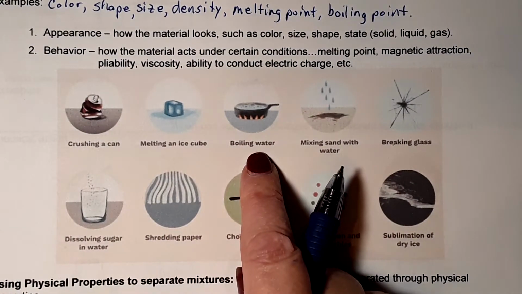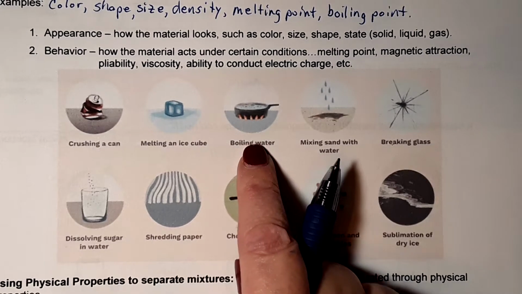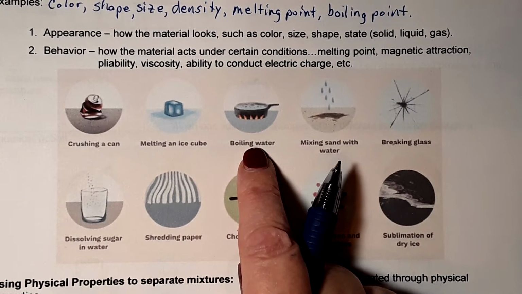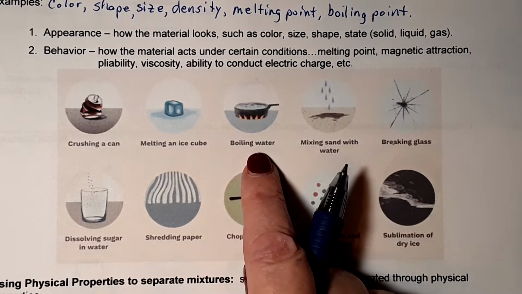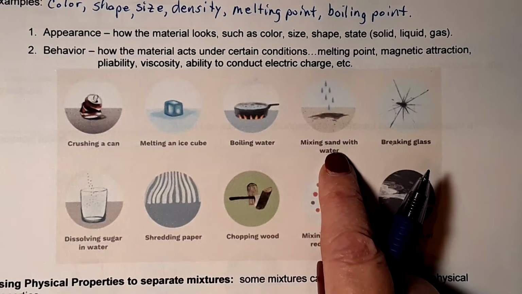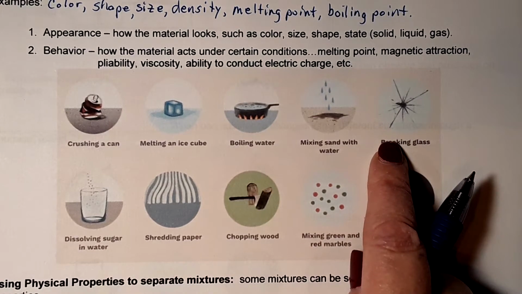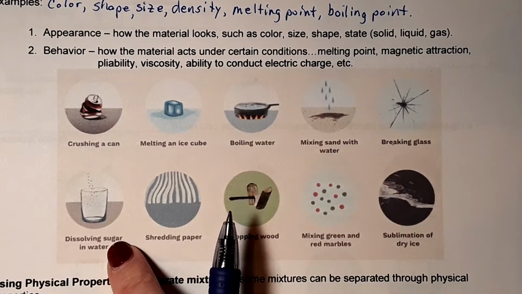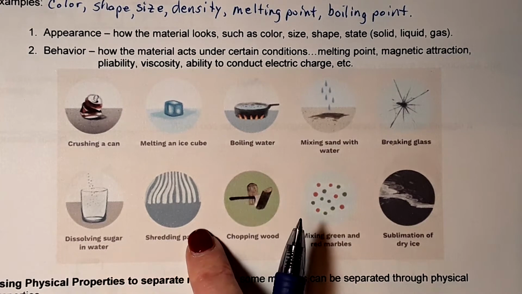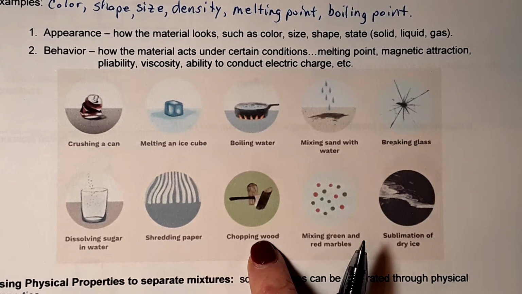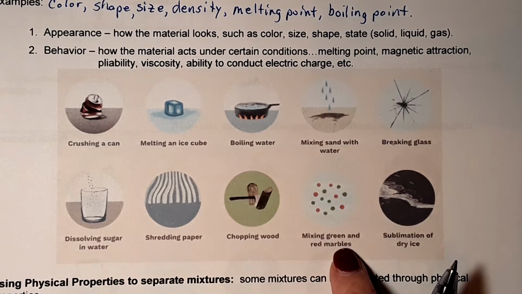Same thing for boiling water. When water reaches the boiling point, it will begin to evaporate, but even the evaporated molecules are still H2O. They're still water molecules. So this is just a physical change. Mixing sand with water, okay? Breaking glass, it's still glass even though it has cracks in it. Dissolving sugar in water, you still have the water, you still have the sugar, they're just mixed together. Shredding paper, it's still paper even though the pieces are smaller. Chopping wood, same idea. Mixing green and red marbles, they're still the green and red marbles and you can separate them easily.